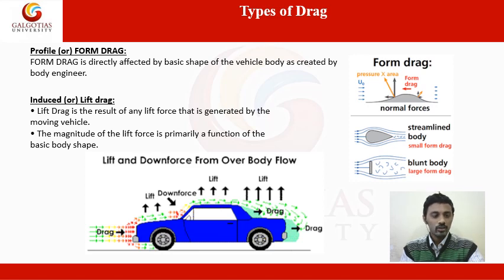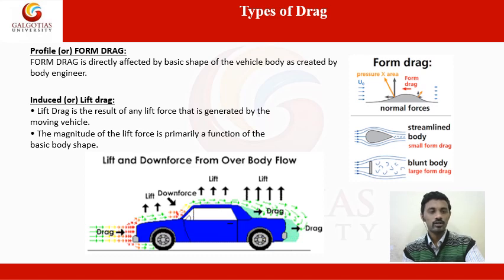So the next kind of drag is called induced drag or lift drag. For a streamlined body and a blunt body, as I've already told you, a streamlined body will have a small form drag, whereas a blunt body, as you can see in this diagram, will have a large form drag. Next is induced or lift drag.